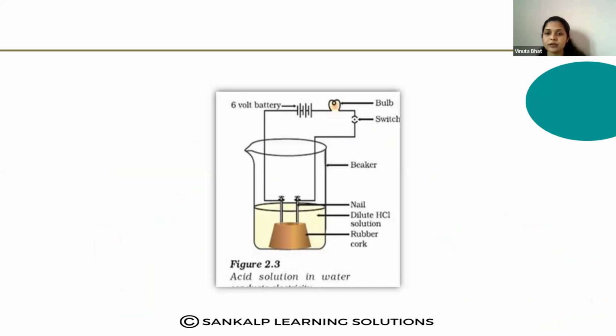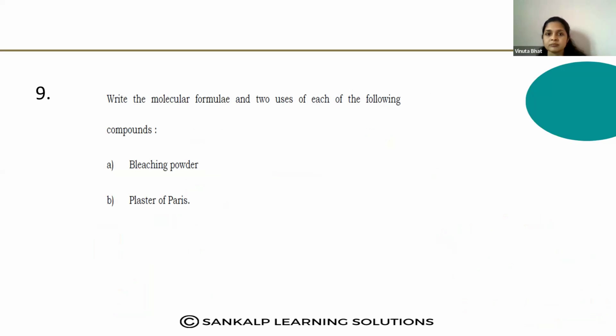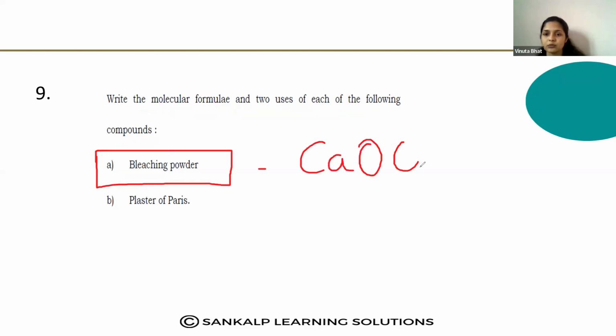This diagram is also one of the important diagrams. Write the molecular formulae and two uses of each of the following compounds: bleaching powder and plaster of Paris. Here, what is the formula of the bleaching powder? That is CaOCl2, and plaster of Paris, CaSO4 half H2O.